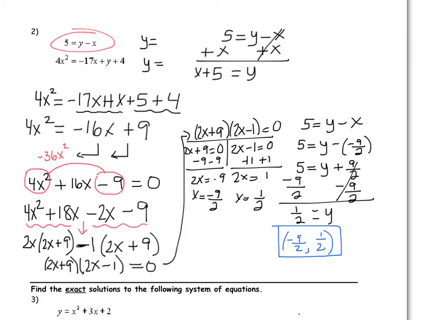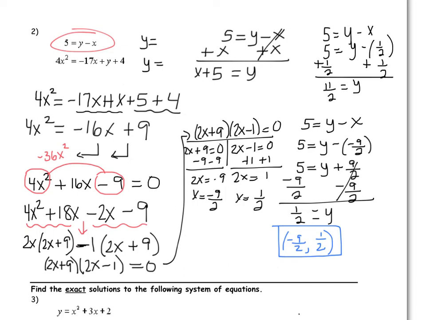I'm running out of room here. Maybe I'll put it up here. So 5 equals y minus x. Now this time I'm going to substitute the other x value of positive 1/2. Y minus 1/2. And all I'll have to do to get y by itself is add 1/2 to both sides. You put that into the calculator. You should get 11 over 2.